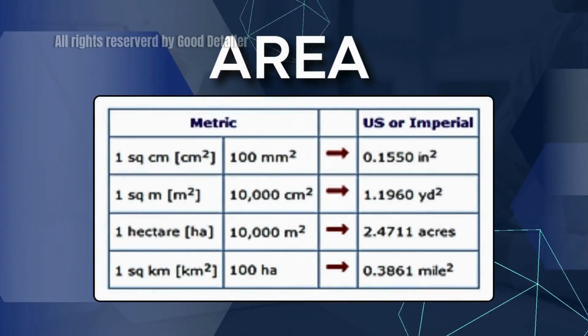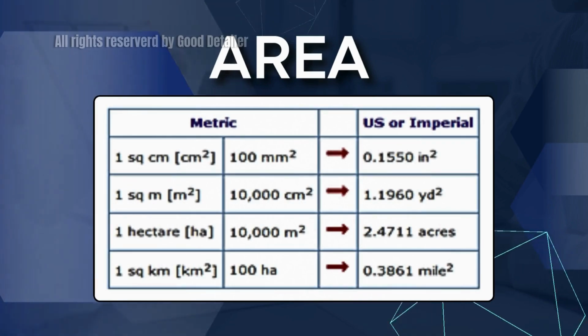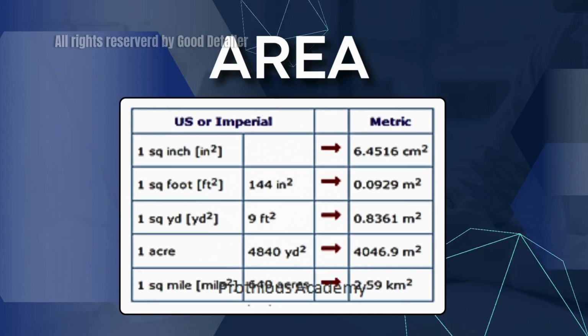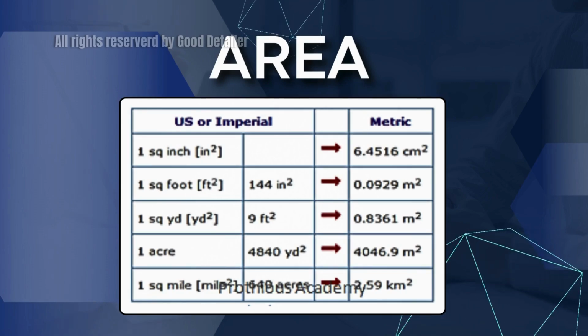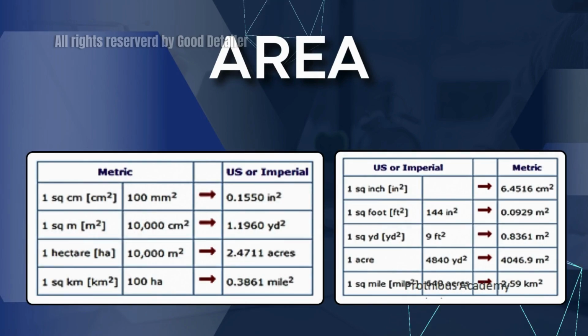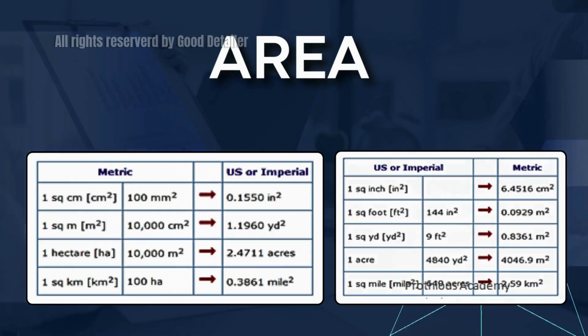Area conversion chart that compares metric units, like square centimeters, square meters, hectares, and square kilometers, with US or imperial units, like square inches, square feet, acres, and square miles, helping us convert between the two systems easily.